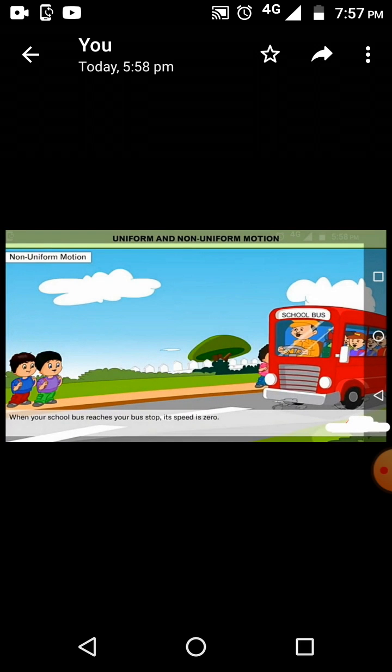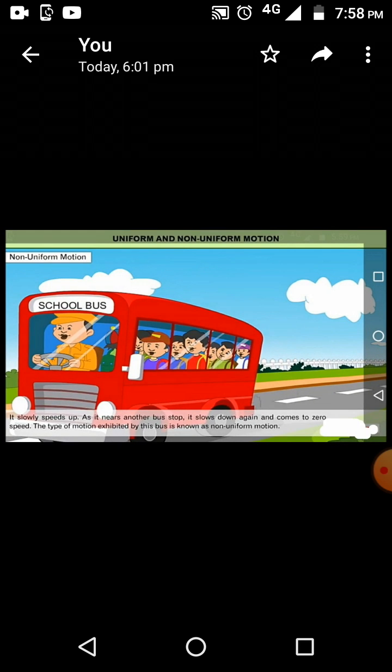When your school bus reaches your bus stop, its speed is 0. It slowly speeds up as it nears another bus stop. It slows down again and comes to 0 speed. The type of motion exhibited by this bus is known as non-uniform motion.